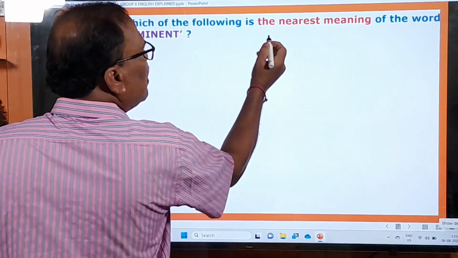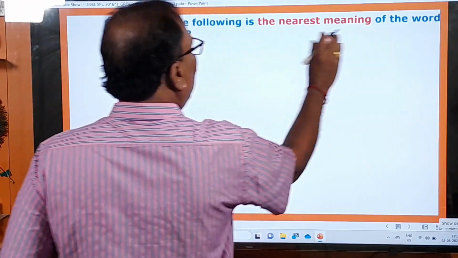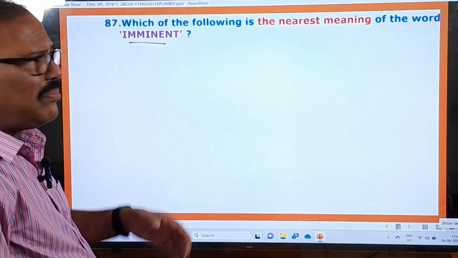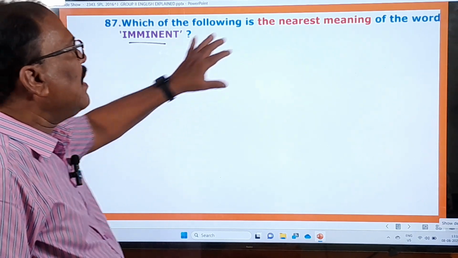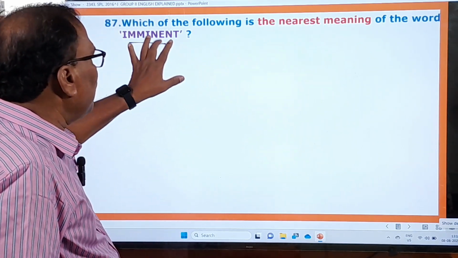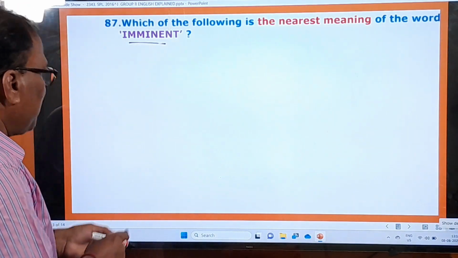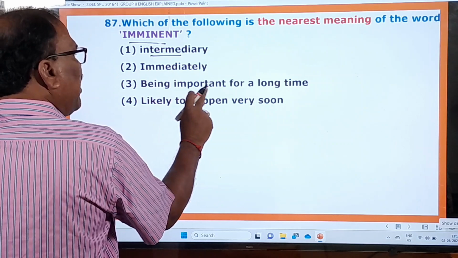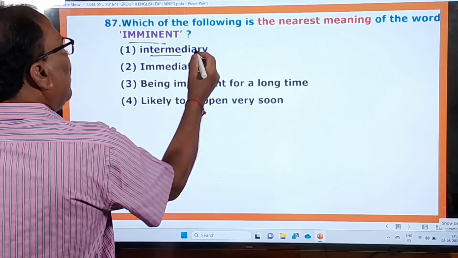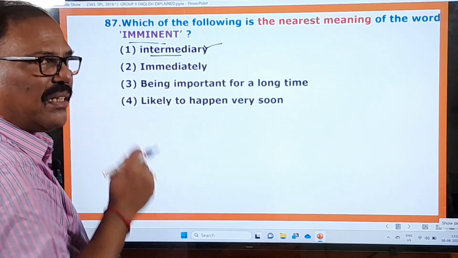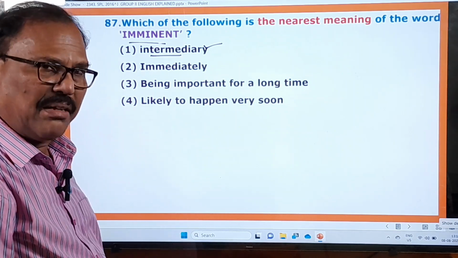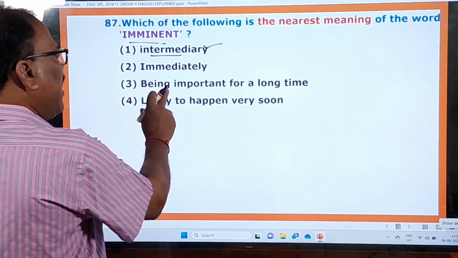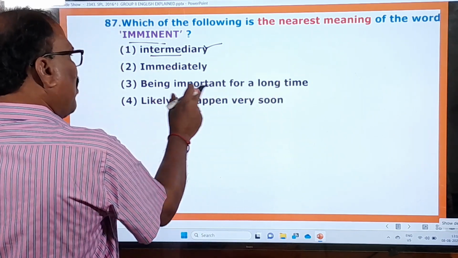Which of the following is the nearest meaning of the word imminent? Here you are asked to choose the word that is nearest in meaning to this word. Let us see the options first. What are the options? Intermediary, immediately, being important, likely to happen. Intermediary means mediator. Immediately means at once, instantly. Being important for a long time, okay, you know that.